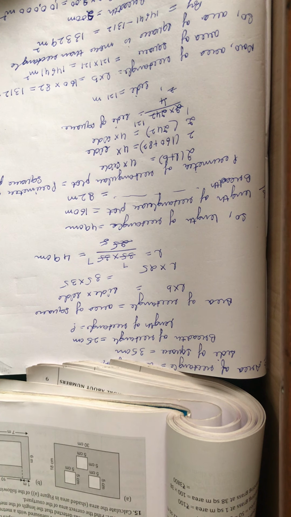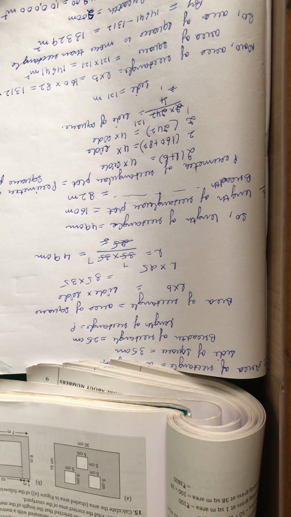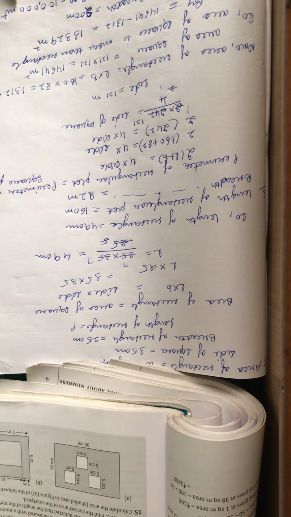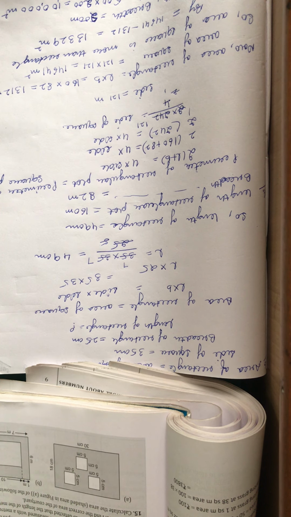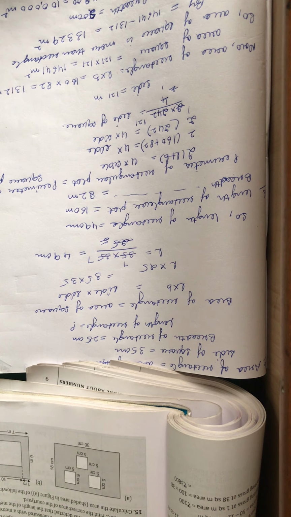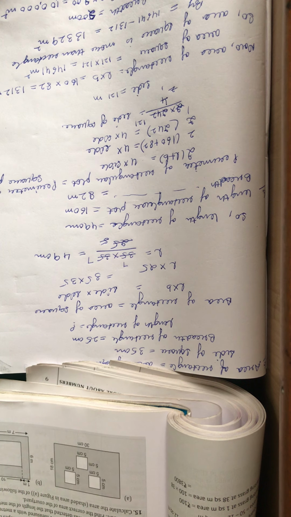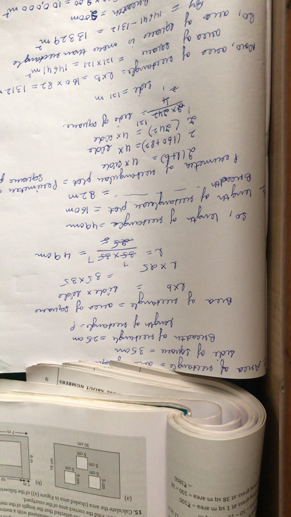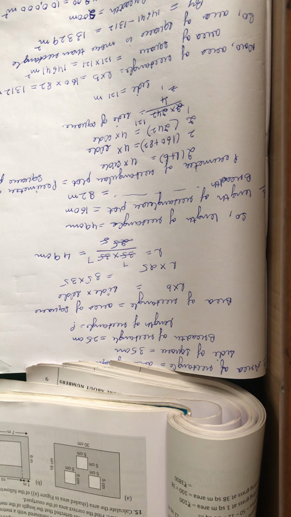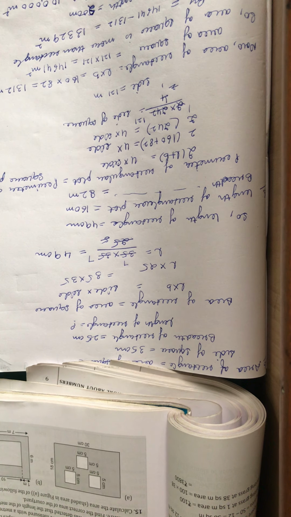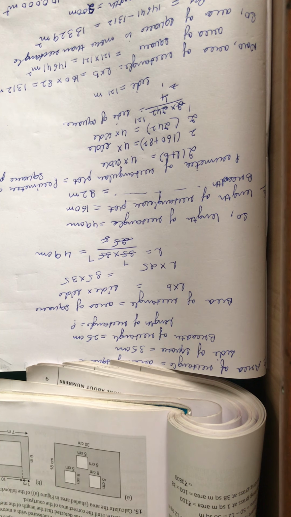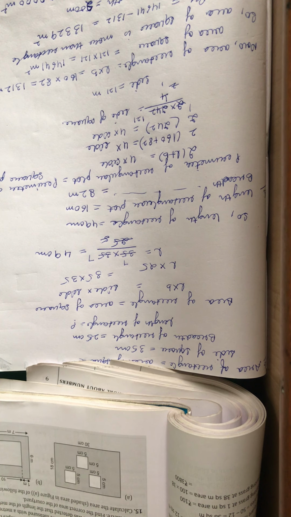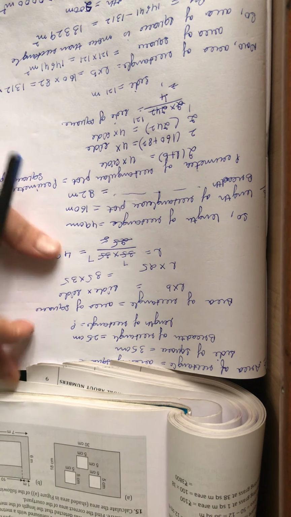Area of plot is length into breadth, so it will be 500 into 200. That means 1 lakh meter square. Now cost of tiling 100 meter square is rupees 8. So cost of tiling 1 meter square will be 8 by 100. And cost of tiling 1 lakh meter square will be 8 by 100 multiplied by 1 lakh. Two zeros will go, so it will be 8 into 1000 rupees, 8000. So cost of tiling the plot is rupees 8000.